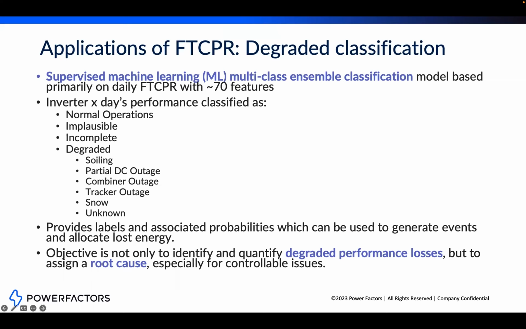Data can be classified as normal and plausible, incomplete, in case we remove too many data points with filtering, or degraded. Degraded categories include soiling, DC outage, combiner outage, tracker outage, snow, or unknown. When we mark something as unknown, it is a statistically significant derate, but the classifier generally can't classify it with confidence. Once the days are labeled, we can generate the events and allocate lost energy accordingly. The objective here is not only to label and identify degraded performance, but also to assign a root cause, so recoverable energy can be identified. And this algorithm runs at the end of every day to generate a classification for that day.